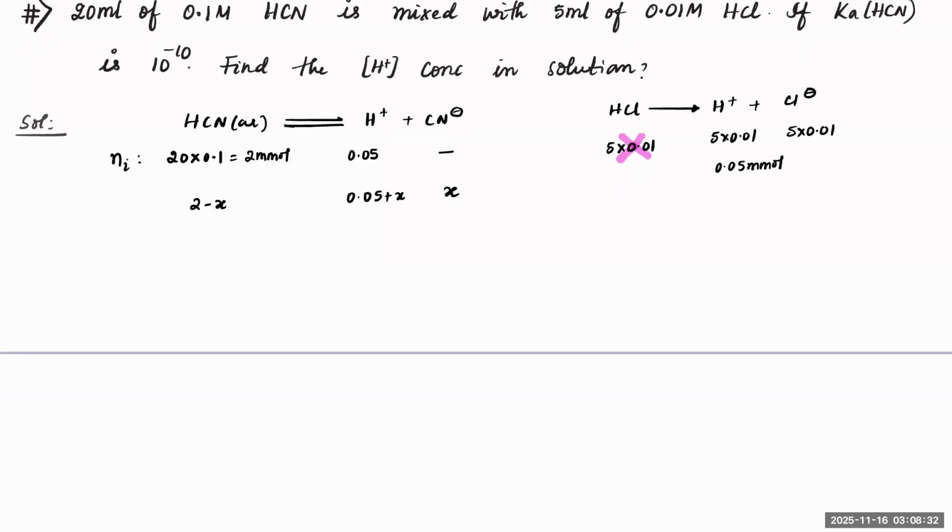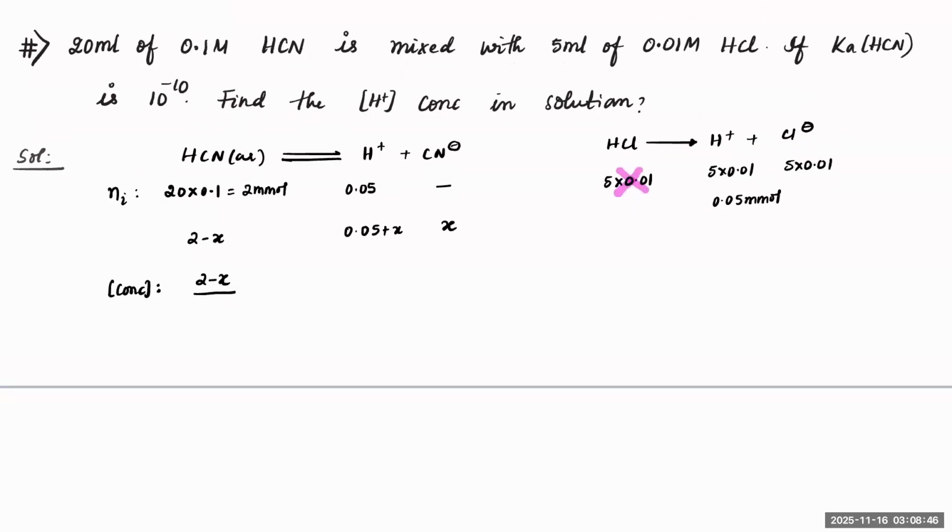And how do we write in terms of concentration now? Let me write it down in terms of concentration. So concentration will be equal to 2 minus X divided by total volume. And how much is the total volume here? 20 plus 5, so 25. Here also 0.05 plus X divided by 25. And here also X by 25.